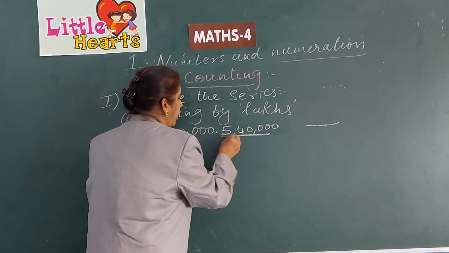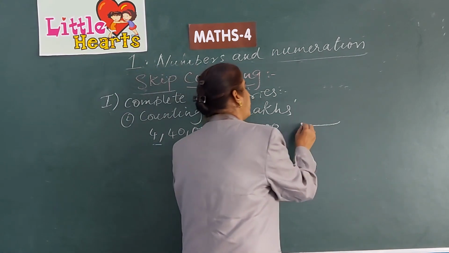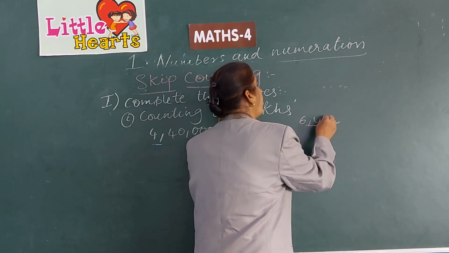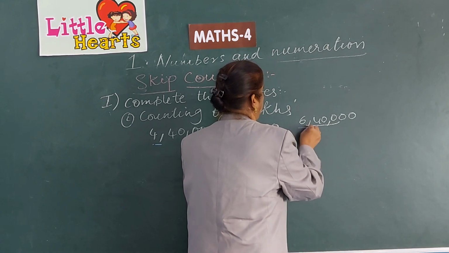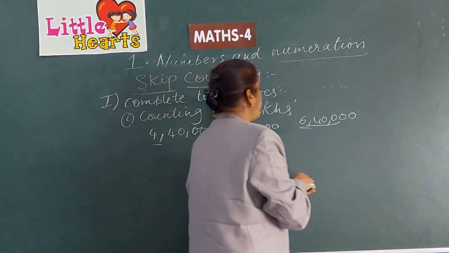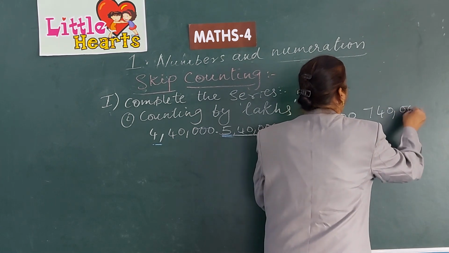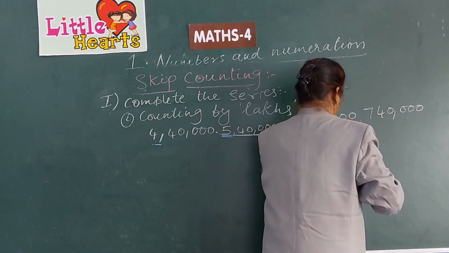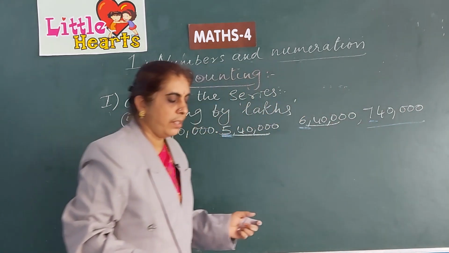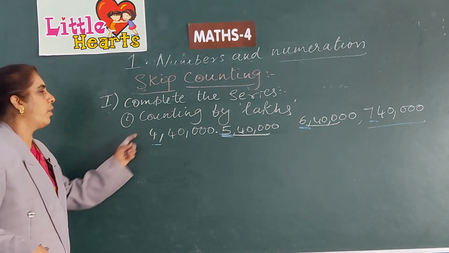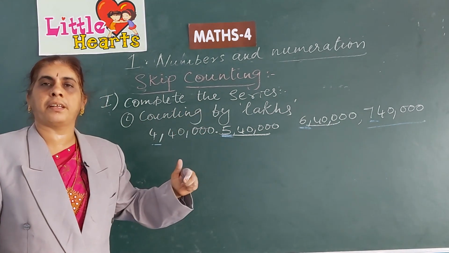Just there is a change in the lakhs place digit. Next number is 6,40,000. Just 5 becomes 6 in the lakhs place. 7,40,000. So, in this way, according to the instruction, you can write the next number in the series.